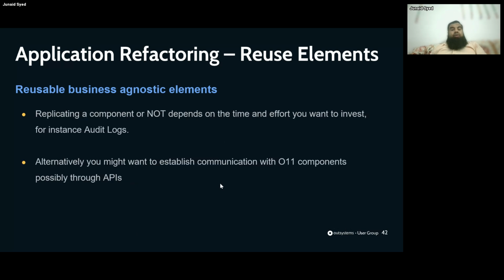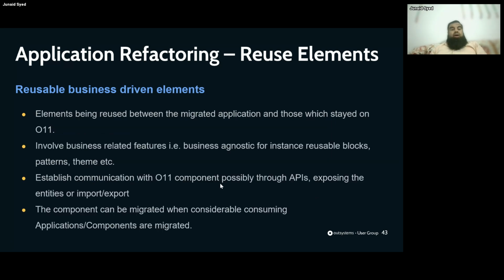And then for business driven elements, the ones which are going to mainly be part of the applications, we try to replicate certain components. But these are the ones where we need to be very sure that if the business is being broken down in terms of entities or in terms of screens, any improvements in the dependencies have to be changed accordingly. So the same goes for the business driven elements here.